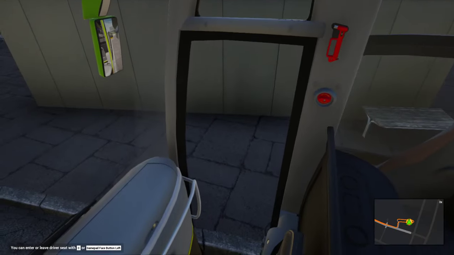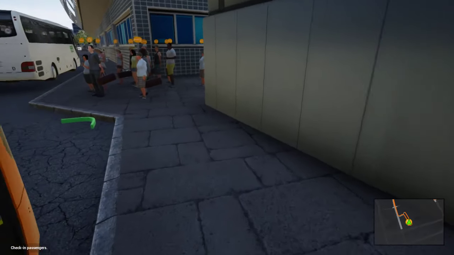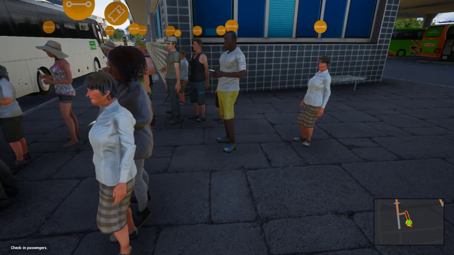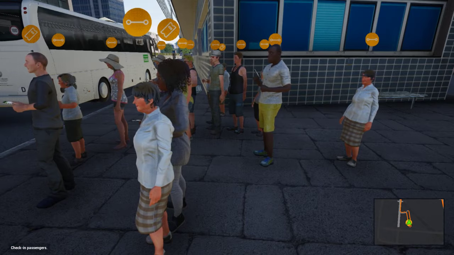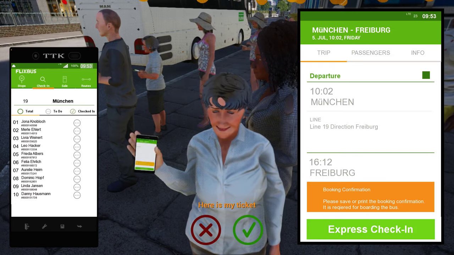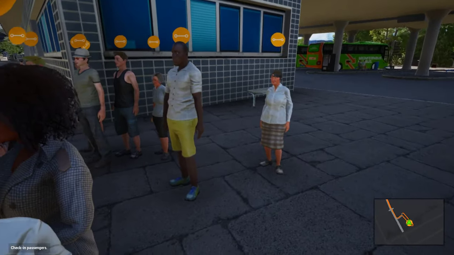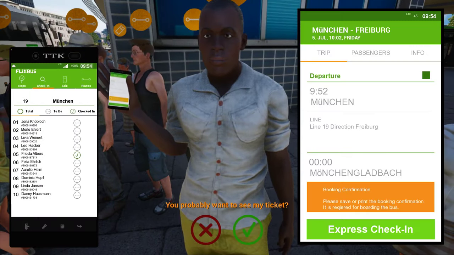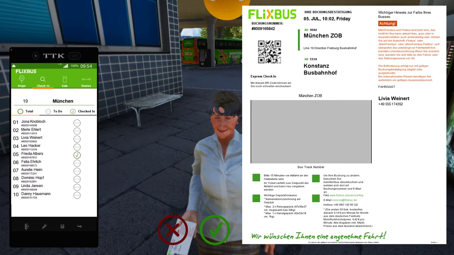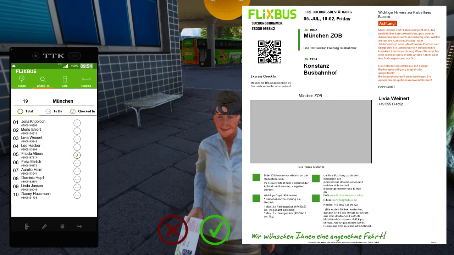Right. Checking the people who've got tickets, leave the people buying tickets till the end, if there are any. Have a little peek. Yeah, there's one I can see over the back there. Two, three. Oh, three people buying tickets, by the look of it. Okay, let's start with this lady here. Okay, she's going to Freiburg. Mönchengladbach, we're not going there. Konstanz. So that's one of each now. Konstanz is the halfway stop, Freiburg's the end of the route.